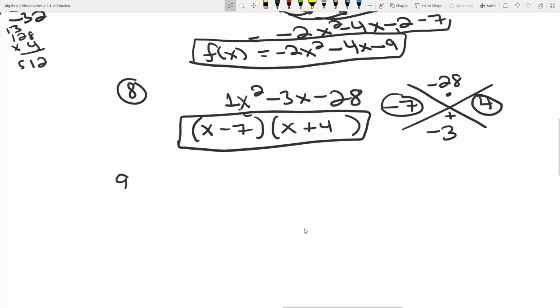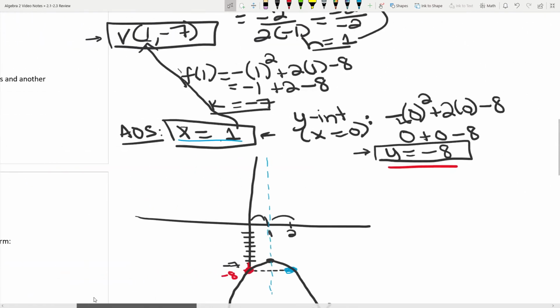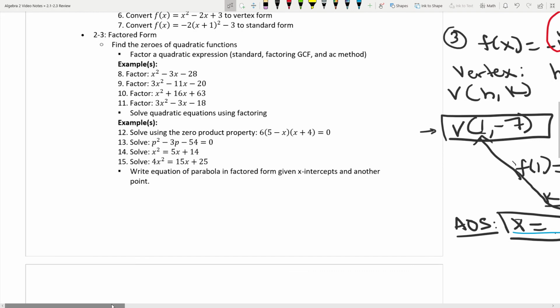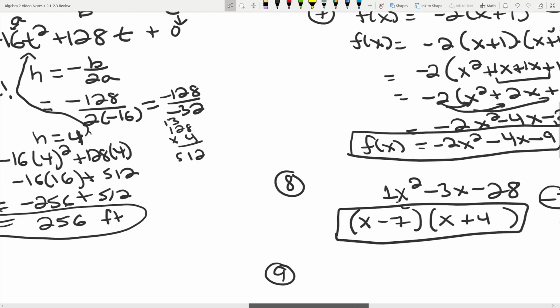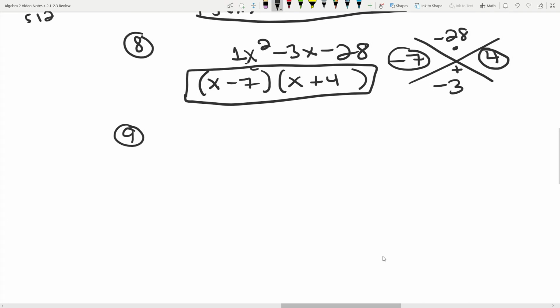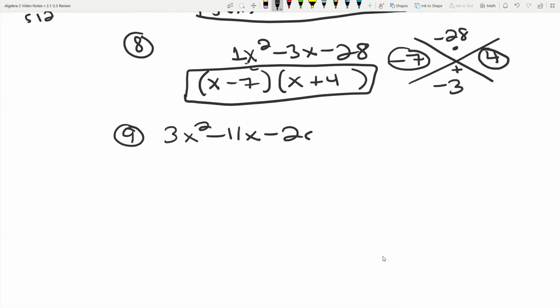All right, now let's look at number 9. So number 9, they want us to factor 3x squared minus 11x minus 20. So 3x squared minus 11x minus 20.